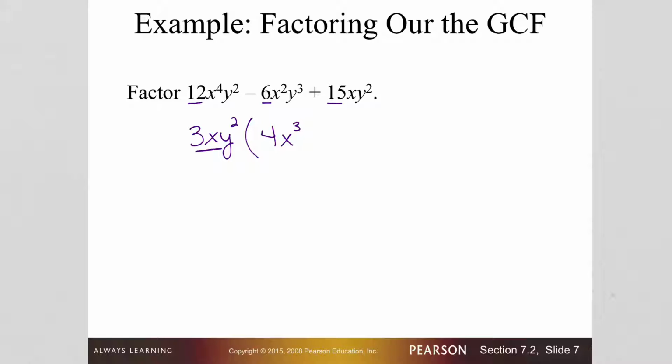What times 3 would give you a negative 6? Negative 2. What times x would give you x squared? X. And what times y squared would give you y cubed? Y. Now I'm on to the next term. What times 3 would give you a positive 15? Plus 5. I don't need any more x's, and I don't need any more y's. So there we go, and we just factored out the GCF. Oh, by the way, that should be a T right there.